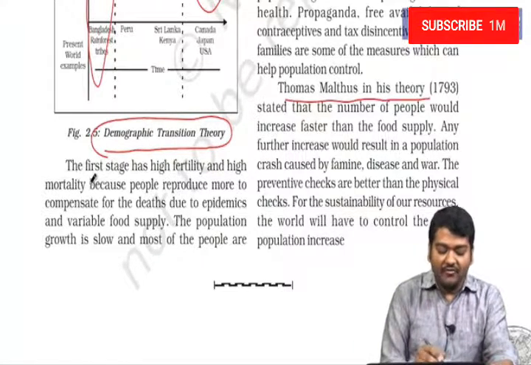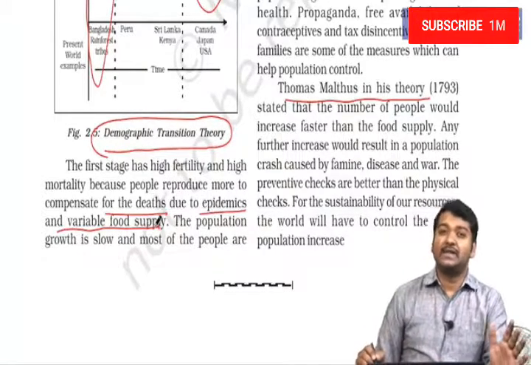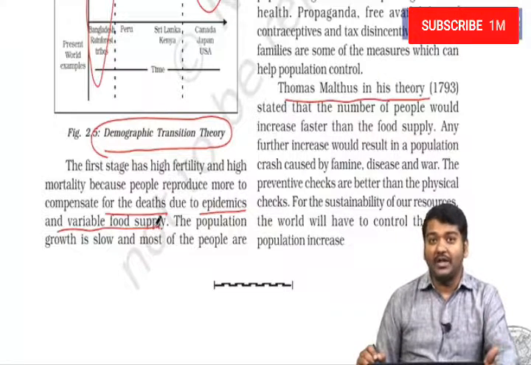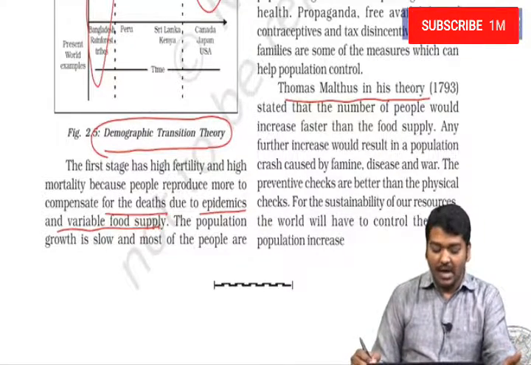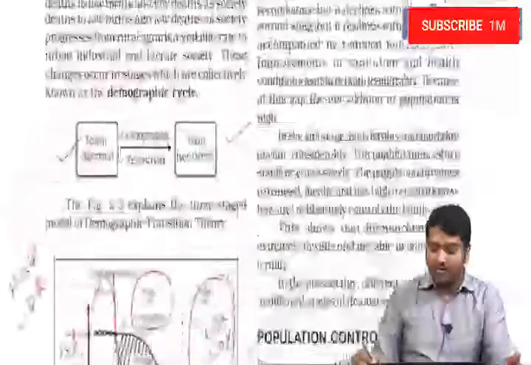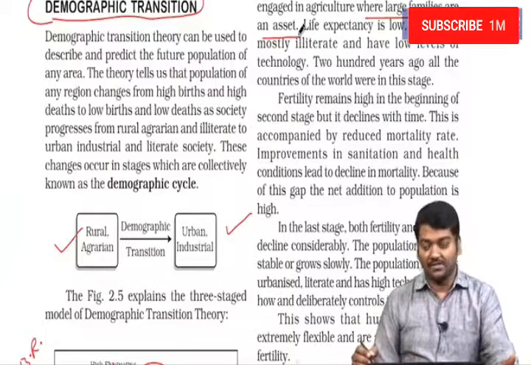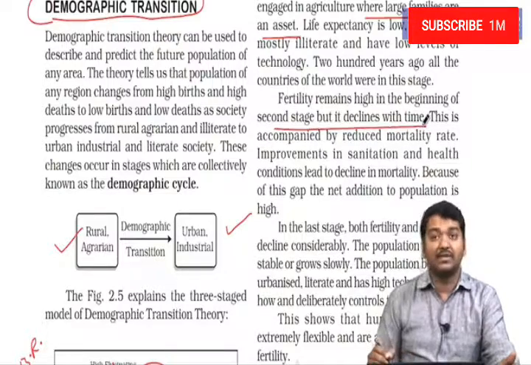What exactly is it? The first stage has high fertility and high mortality because people reproduce more to compensate for the deaths due to epidemics and variable food supply. Earlier you can see there were at least some 20 to 21 children, but once they grew to the age of 10 or 15, only some 5 to 6 were alive, others used to die. This is what they try to say. The population growth is slow and most of the people are engaged in agriculture where large families are an asset, right? Fertility remains high in the beginning of the second stage, but it declines with time.